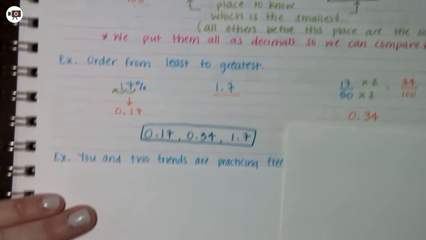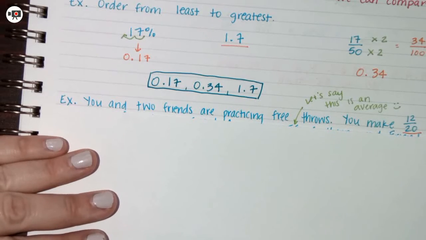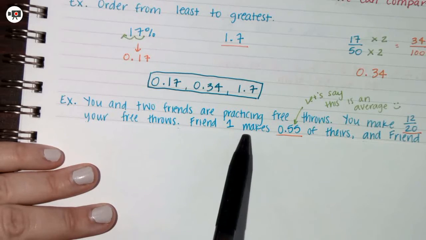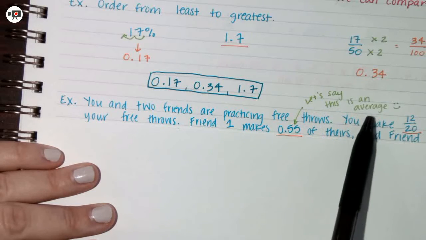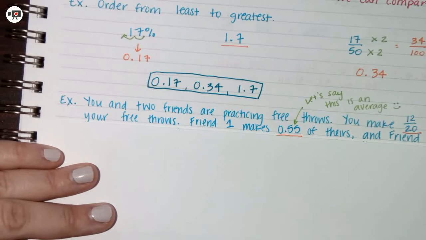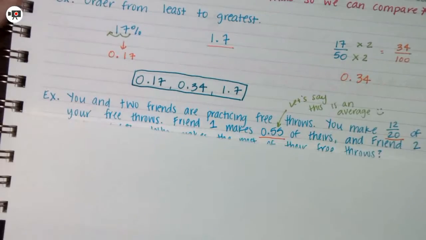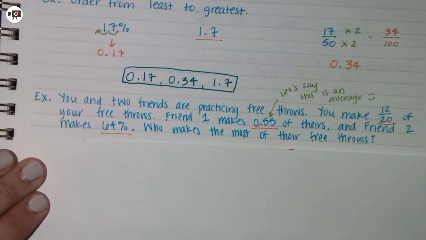Now here's another one. You and 2 friends are practicing free throws. You make 12 out of 20 of your free throws. Friend 1 makes 0.55. Let's just say this is an average, because I don't know how you'll make 0.55 of one free throw. We're just comparing, so it's okay. And friend 2 makes 64% of their throws. Who makes the most of their free throws?